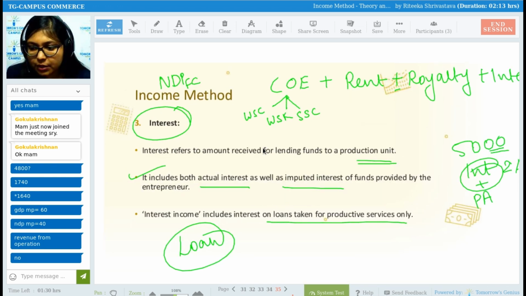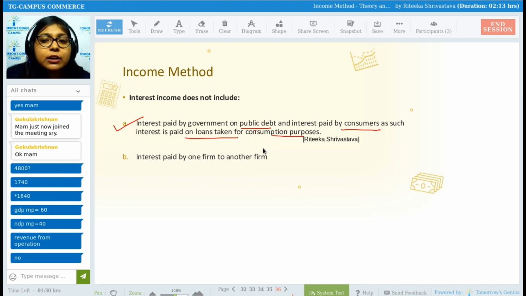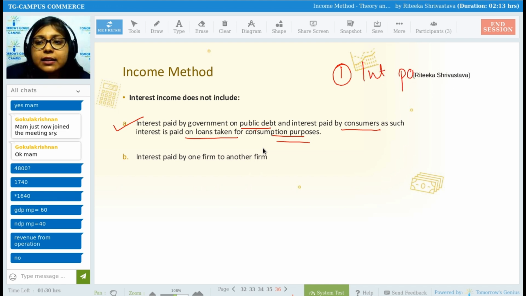So the next part was interest. So interest income does not include... Now when we talk about interest, what kind of interest are we not going to include in national income? First, interest paid by government on public debt, and interest paid by consumers. As such, interest is paid on loans taken for consumption purpose. So the first type of interest which we are not going to consider or include is any interest which is paid by the government.